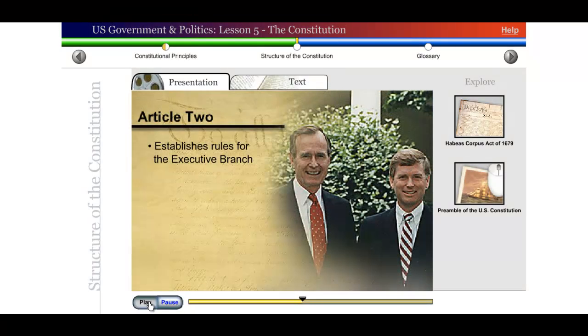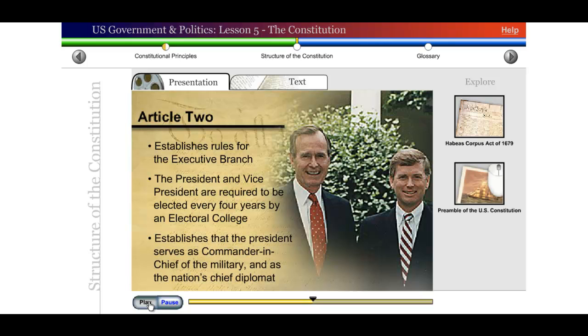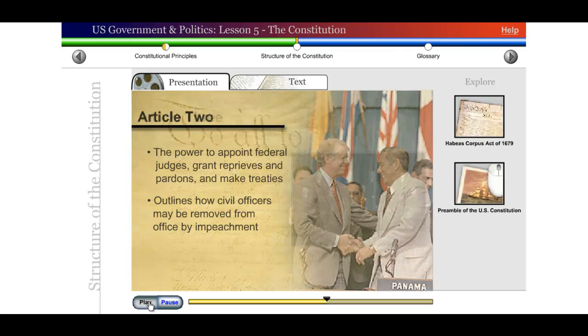Article 2 of the Constitution establishes rules for the executive branch. It states that the President and Vice President are required to be elected every 4 years by an electoral college. It also establishes that the President serves as Commander-in-Chief of the military and as the nation's chief diplomat. It gives him the power to appoint federal judges, grant reprieves and pardons, and make treaties. And the third section outlines how civil officers may be removed from office by impeachment.